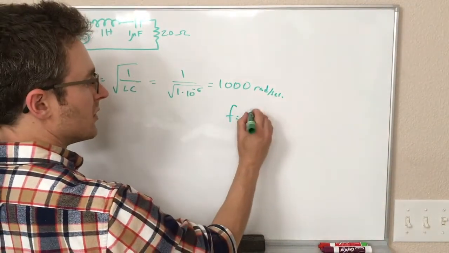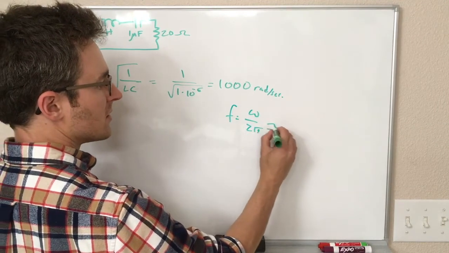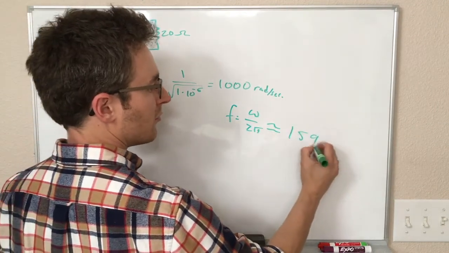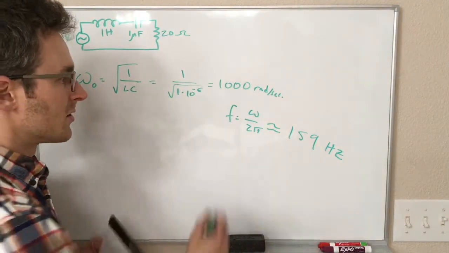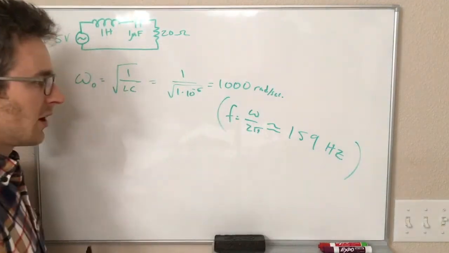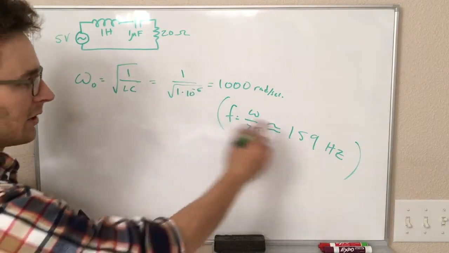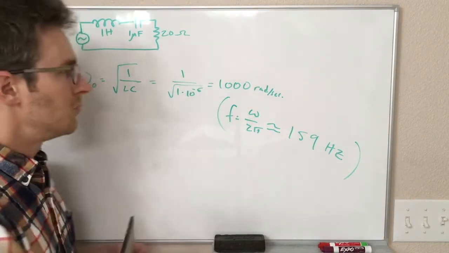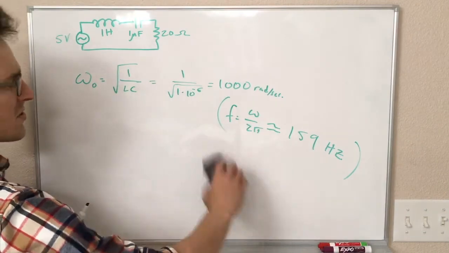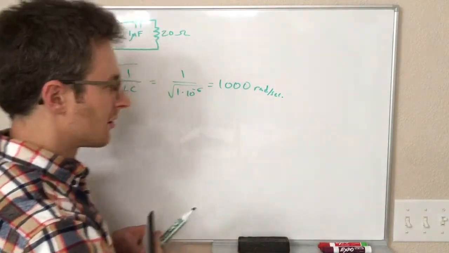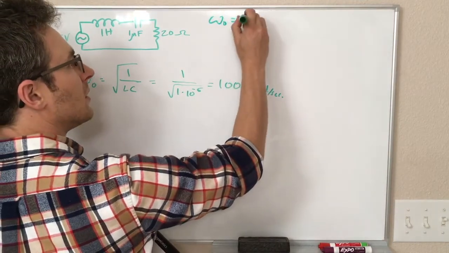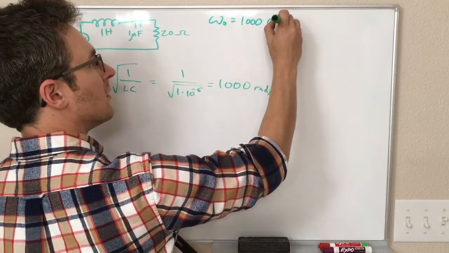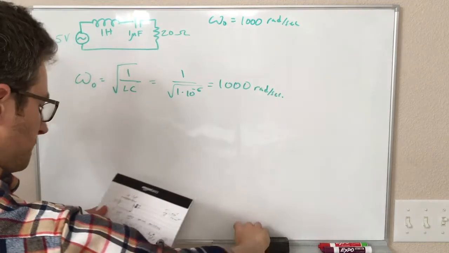So remember, f is omega over 2 pi, which in this case is going to be about equal to 159 hertz. So 1,000 radians per second is about 159 hertz. We don't need this frequency value. I'm just describing it in terms of units that we're maybe more comfortable with. We're going to use the radians per second though, because it makes the math a lot easier. Fewer pi's floating around. So I'm going to write that up here. Omega naught equals 1,000 radians per second.